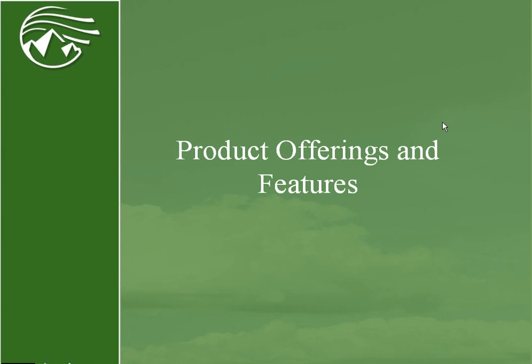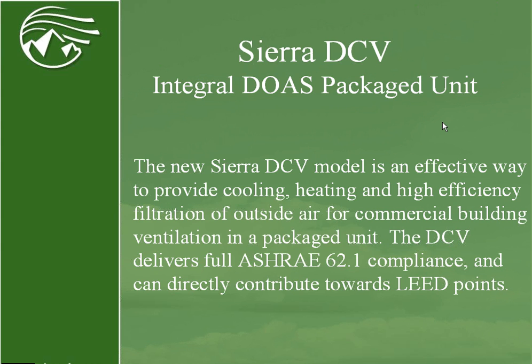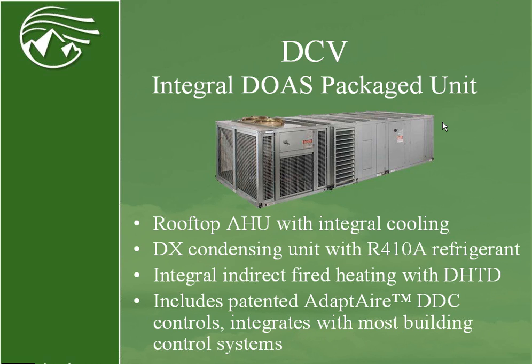So if we take a look specifically at some of the product offerings of a DOAS unit, Sierra has a DCV unit. That's the picture we saw before, and it's an integrated packaged unit. And it's a great way to do your cooling and your heating of your outside air, as long as getting a high-efficiency filtration for it. It's also going to contribute, like I said, towards the LEED NASH rate 52.1, which we'll talk about. It's a rooftop system. This actually is an indirect fired system with a DX condensing unit with the R410A Puron refrigerant. We'll talk about the turn-down ratio of the burner, and also include the patent-pending Adapt-Air DDC control system.